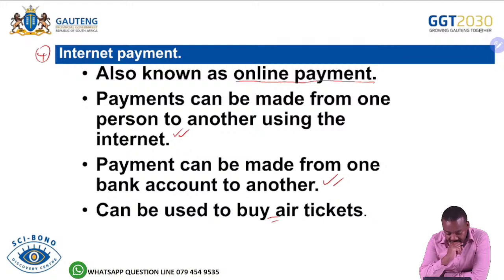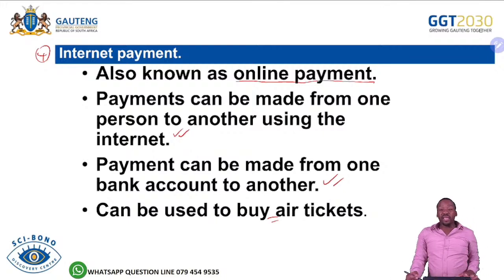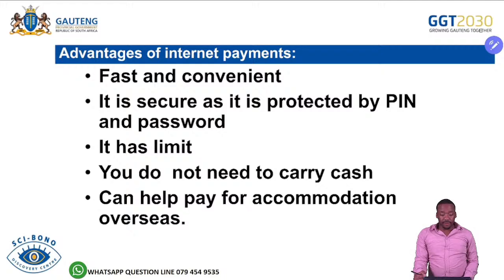Tickets. Payment can be made from one bank account to another and can be used to buy what? For example, air tickets. Another name for it is what? Online payment. So it is a payment from one person to another using what? The internet. Obviously, with this one, you will also need to register for internet banking, so that you can have your password, your username, and so on. So the technology nowadays is making things easier for us.